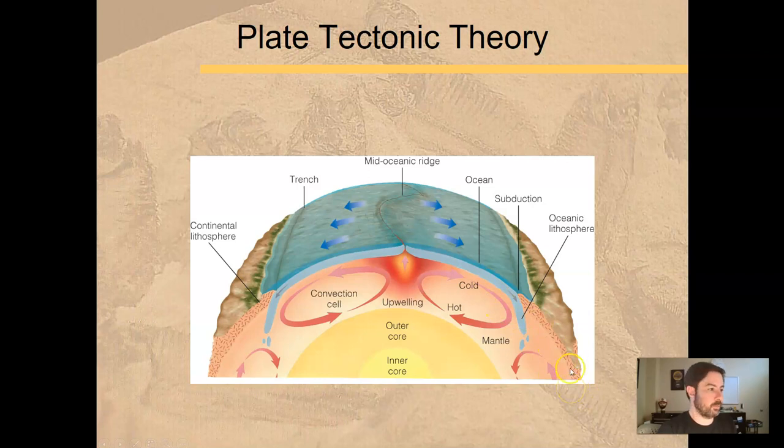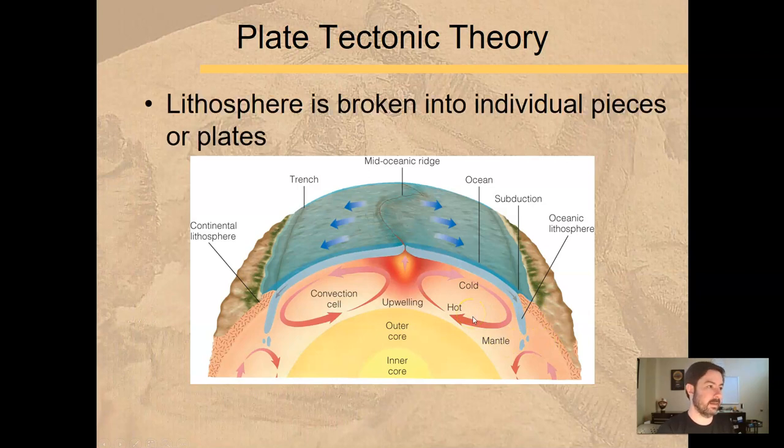Sometimes tectonic plates are made up of continental crust, thicker, less dense. Sometimes they're made of oceanic crust, thinner, more dense. Sometimes it's a combination of both. But it's mantle convection that is driving plate tectonics.